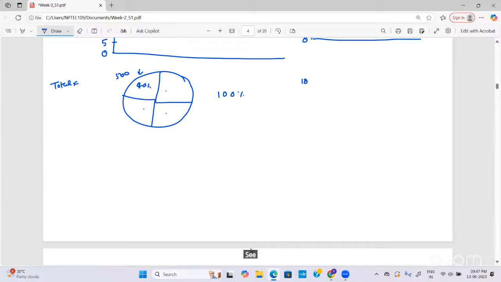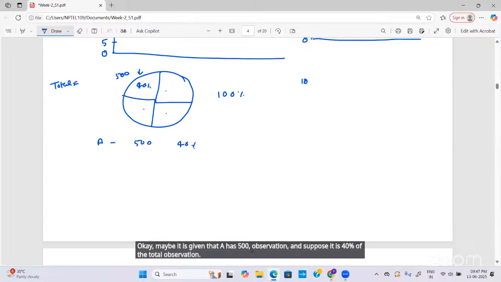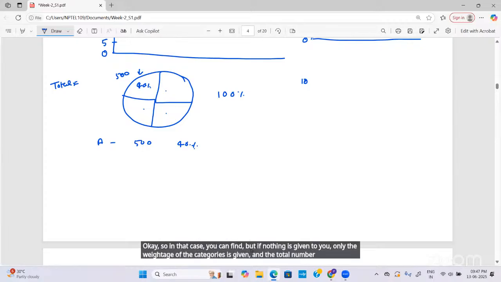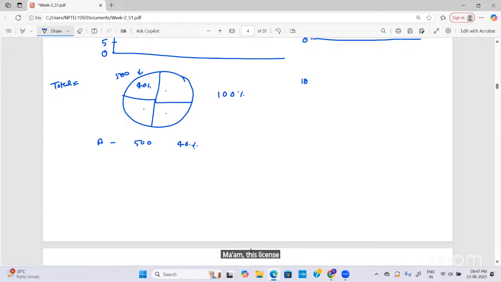Maybe in that case the count of one category will be given. For example, A has 500 observations and it is 40% of the total observations. Then you can find it. But if nothing is given, only the weightage of the categories and not the total number of observations, you cannot find it. If you have a particular question, we can discuss it in the next session.